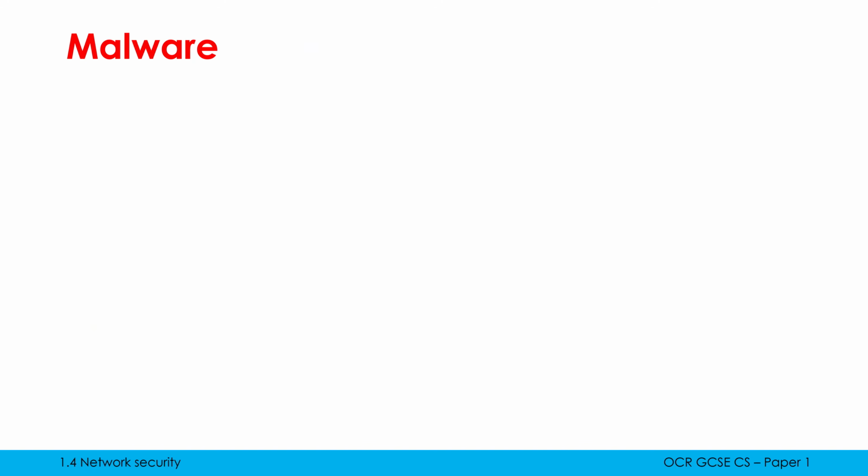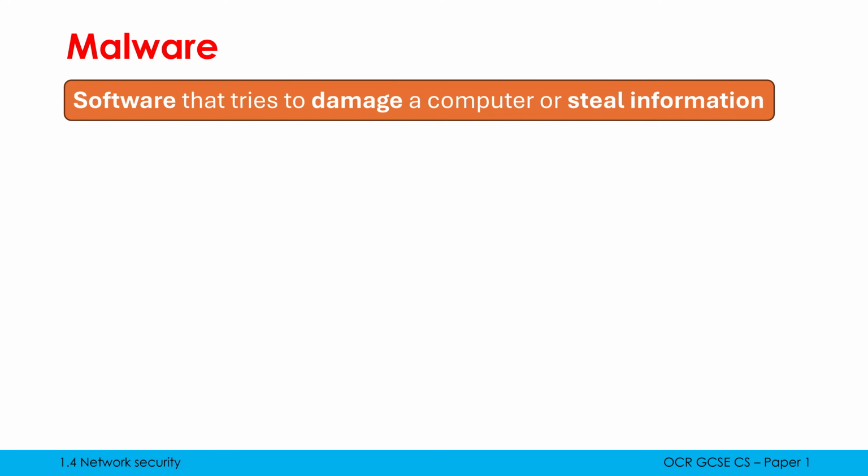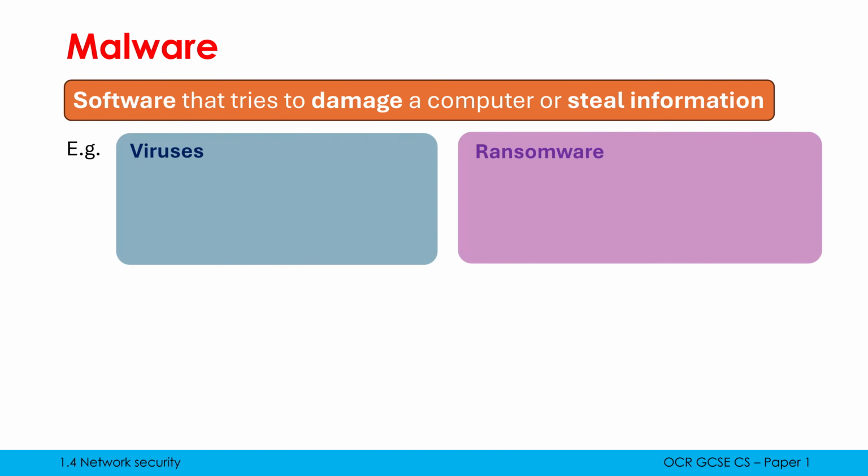So let's start by looking at malware, which is there to target an individual computer. This is software that tries to damage a computer or steal information. Very similar to my definition for an attack, but the key thing is it's software trying to do this. Malware is short for malicious software. Now, malware is a big category. There are loads of different specific named types of malware. For example, viruses and ransomware are the 2 most well known at the moment.